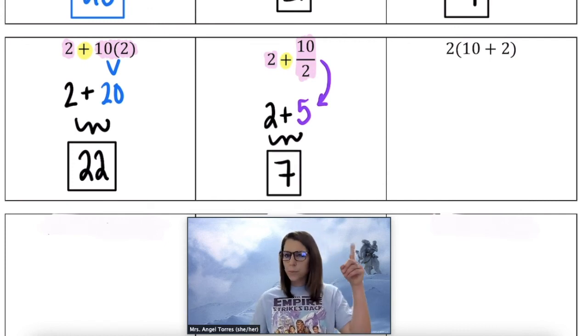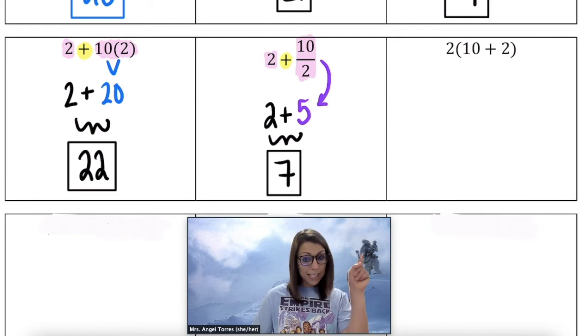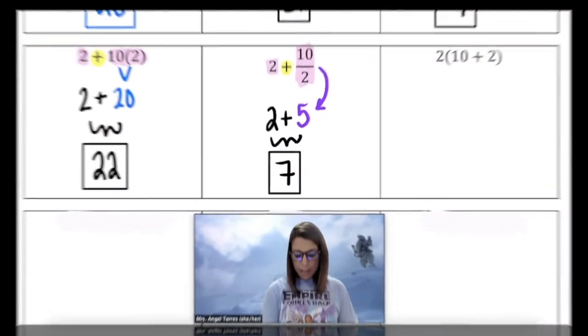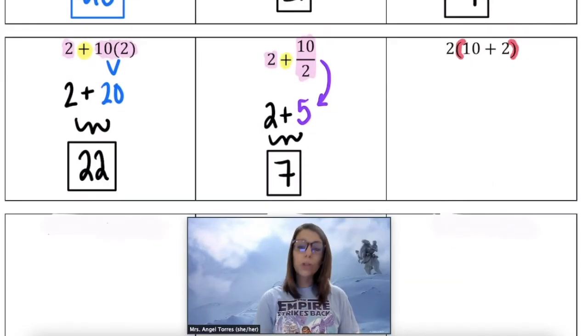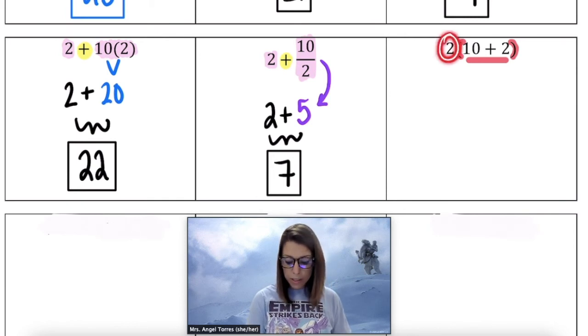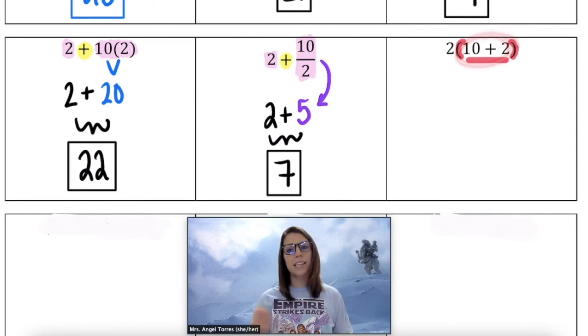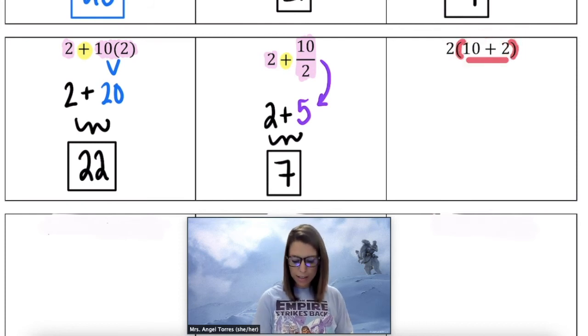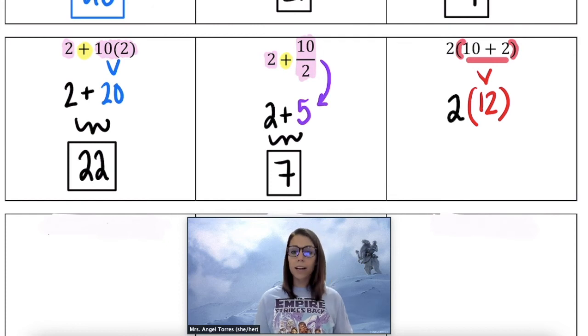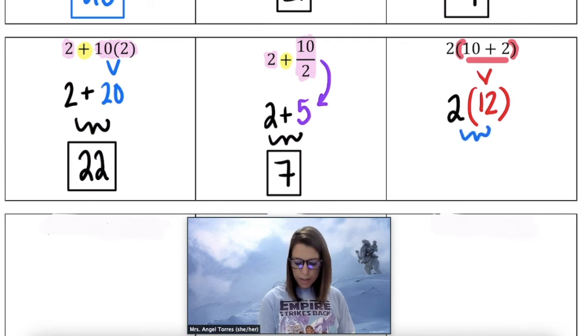What about this last one over here? What do you see in this example that you didn't see in either of these? If you said a group, you were correct. This whole expression is actually a product. It's 2 times 10 plus 2, but before we can multiply, we need to simplify 10 plus 2. So let's do that. 10 plus 2 is 12, and now we can bring down the rest of our product. And 2 times 12 is 24.